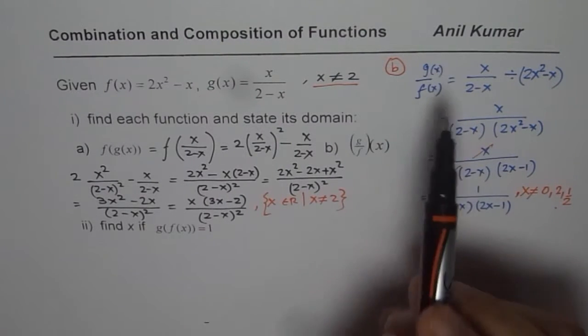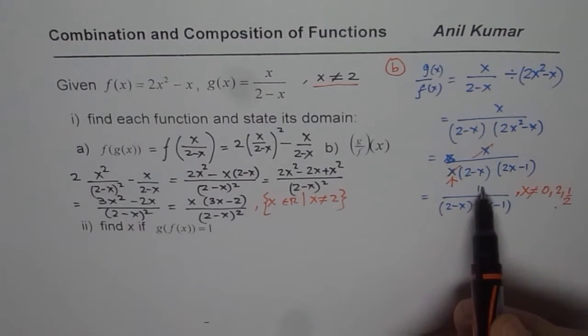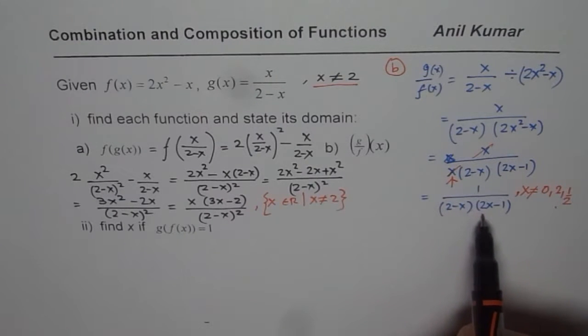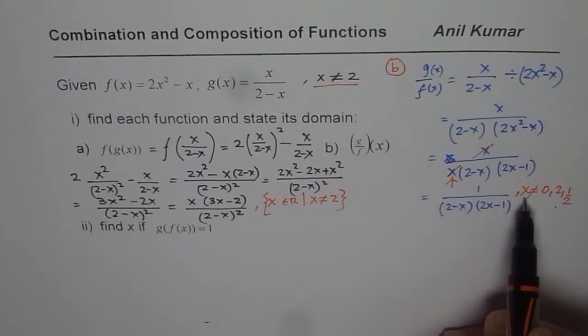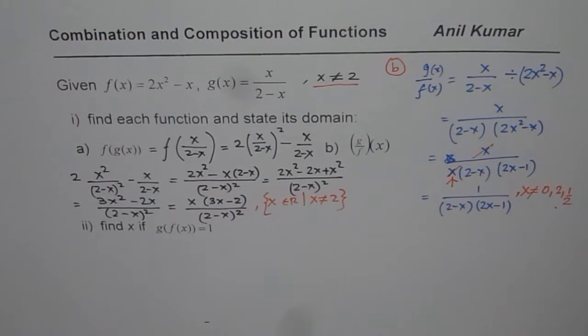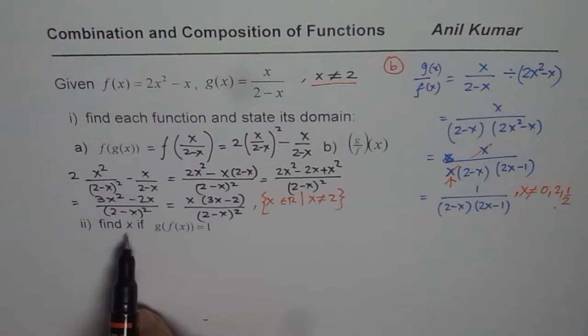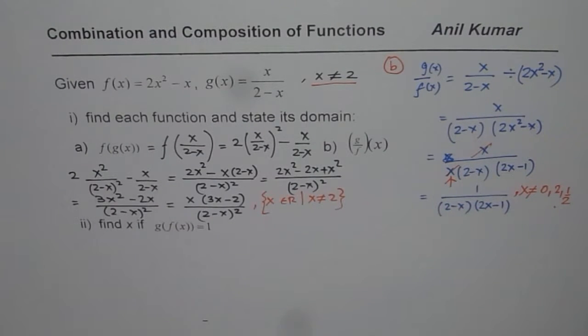So what you get is g of x divided by f of x, and it is equal to 1 over (2 minus x) times (2x minus 1), where x is not equal to 0, 2 and half. So these are 3 restrictions on our function. Now let's do part B, which is find x if g of f of x is 1. So let's do this part now.